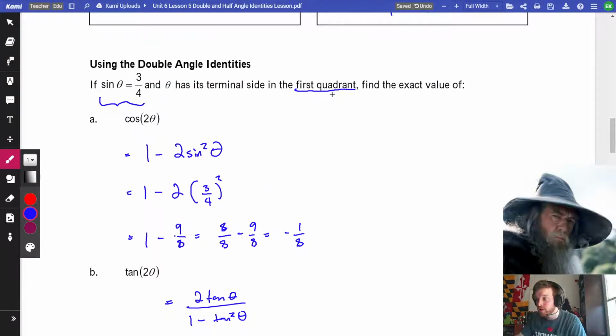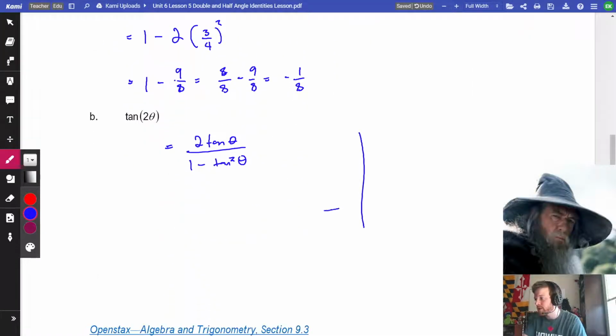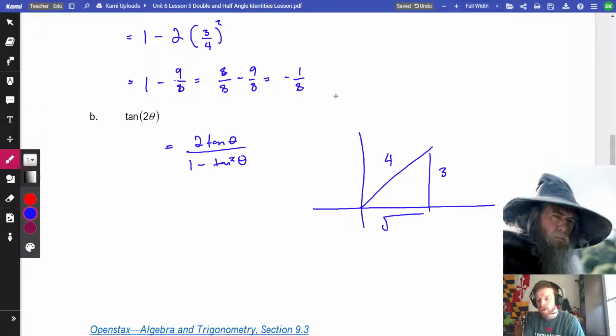We are in the first quadrant. Sine is 3/4. I'm going to give myself a little picture. Sine is 3/4. That means opposite is 3/4. Hypotenuse is 1. Right? We can use the Pythagorean theorem to find this side right here. What I'm going to do is a little dilation, multiply by 4. This is going to be the square root of 16 minus 9, the square root of 7. So tangent is opposite over adjacent, 3 over root 7.